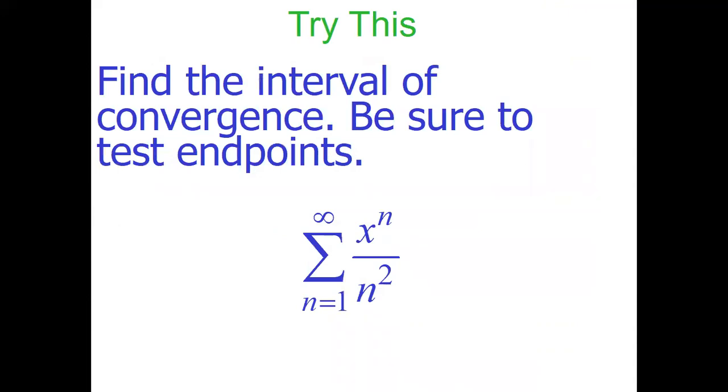All right, I got one more for you to try. Why don't you pause me again, try this all the way through. Perform your ratio test, get your interval of convergence, and then test the two endpoints to see if the endpoints themselves converge or diverge. So go ahead and pause, try this last example.